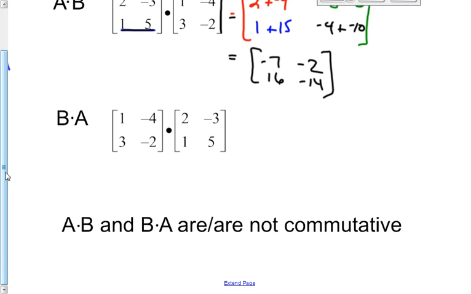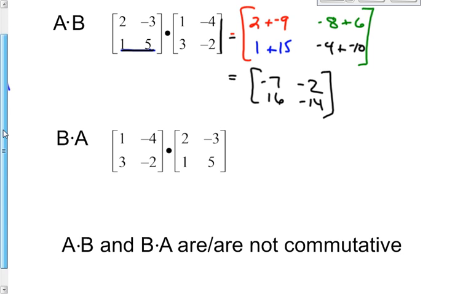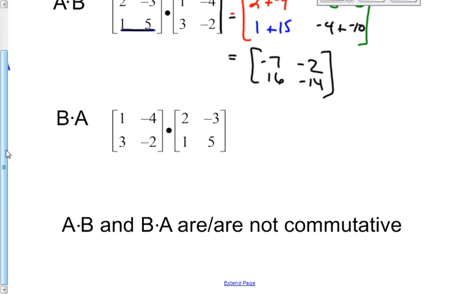B times A. Now if you notice, AB and BA, these are the exact same matrices. I'm just changing the order that I'm going to multiply them in. First row times the first column. 1 times 2 plus negative 4 times 1, negative 4. First row with the second column. 1 times negative 3 plus, slide over, slide down, negative 4 times 5, negative 20.